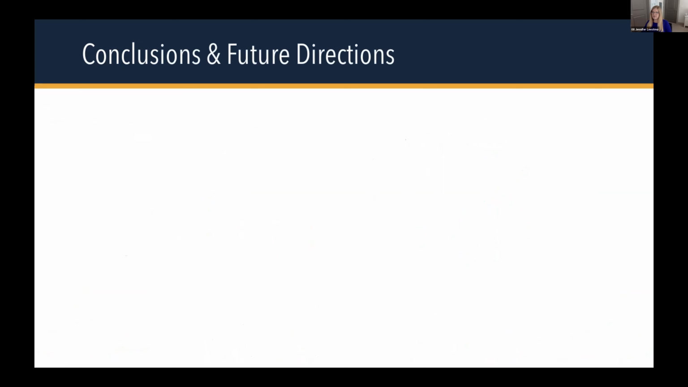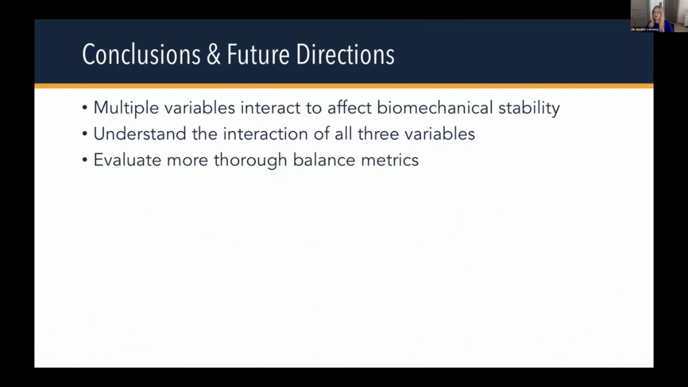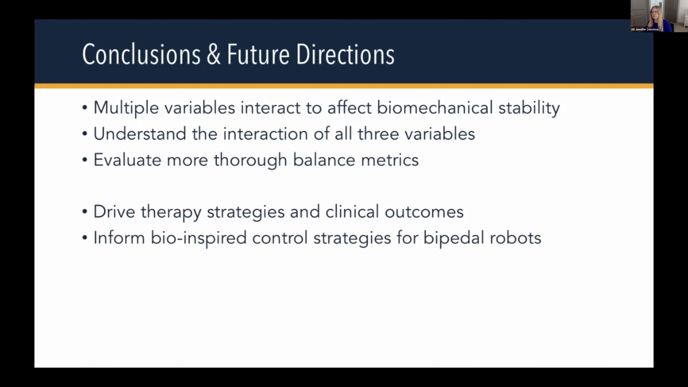So the main takeaway from this study is that multiple variables are interacting to affect biomechanical stability. Our future work is aiming to understand the interaction of all 3 of these variables, so also incorporating that magnitude variable and understanding the interaction between all 3. In the future, we're also planning to evaluate this data using more thorough balance metrics, such as whole body angular momentum. I think this work has the potential to drive therapy strategies and clinical outcomes, and inform bio-inspired control strategies for bipedal robots.